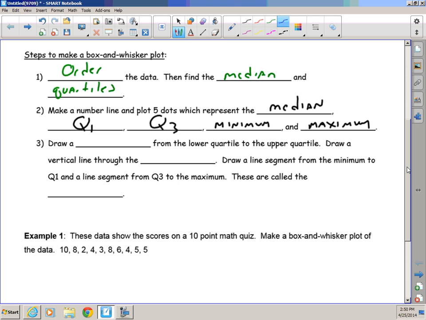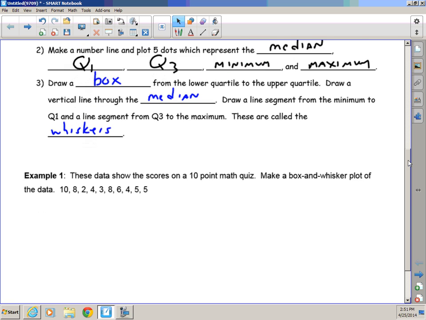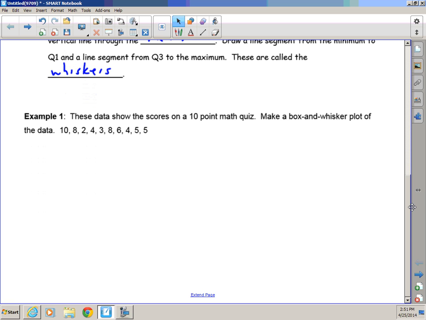We're going to draw a box from the lower quartile to the upper quartile, so that's the box part. Then we're going to draw a vertical line through the median. Right? All this is to clarify that it is the median. And then we're going to draw a line segment from the minimum to Q1 and from the Q3 to the maximum, and those are what's called the whiskers part. All right? So, again, we want to make a box and whisker for these 10 math quiz scores.